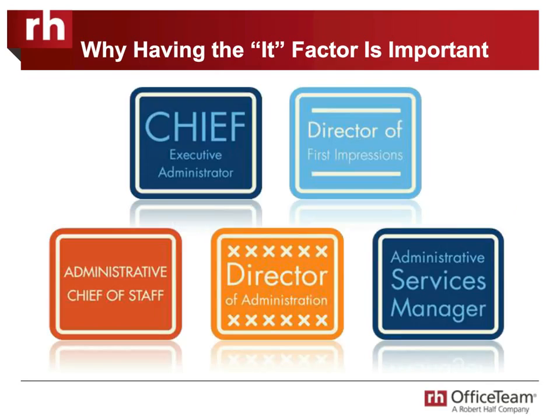In addition, according to the Office of the Future research that we conducted with IAAP, some administrative professionals are often taking on new titles that show their growing importance and their leadership roles. Some of these emerging administrative job titles include Chief Executive Administrator, Director of First Impressions, Administrative Chief of Staff, Director of Administration, and Administrative Services Manager. Enhancing your professional image will give you an executive presence to help you get to that next level in your administrative career, whether it's a new job or a promotion within your current company.